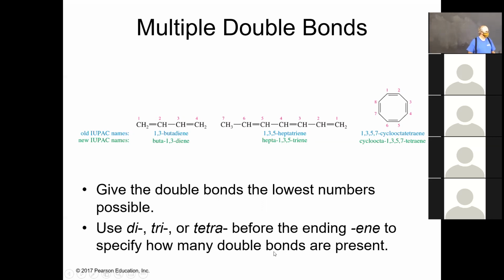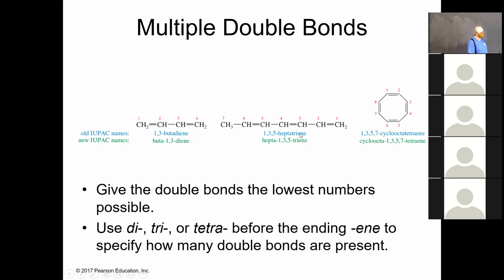Okay, if we have 2 double bonds in the same compound, the multiplier prefix for 2 is di. So it's a diene, and usually we have to locate both of those double bonds. So in this example, this is buta-1,3-diene. Buta means 4 carbons, and diene means 2 double bonds.